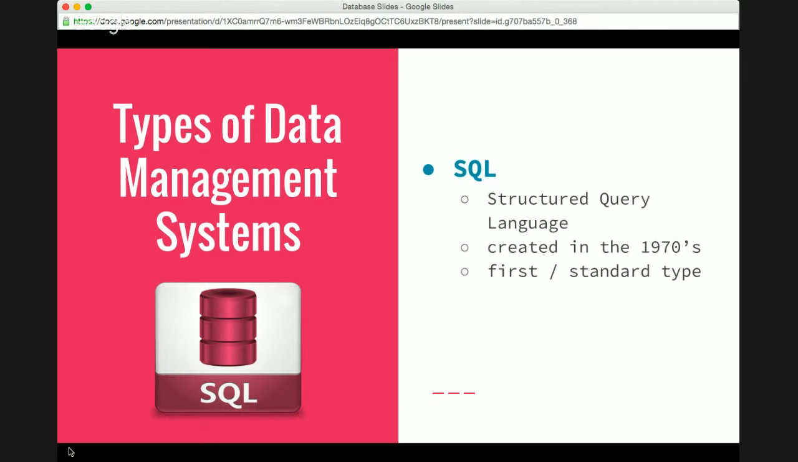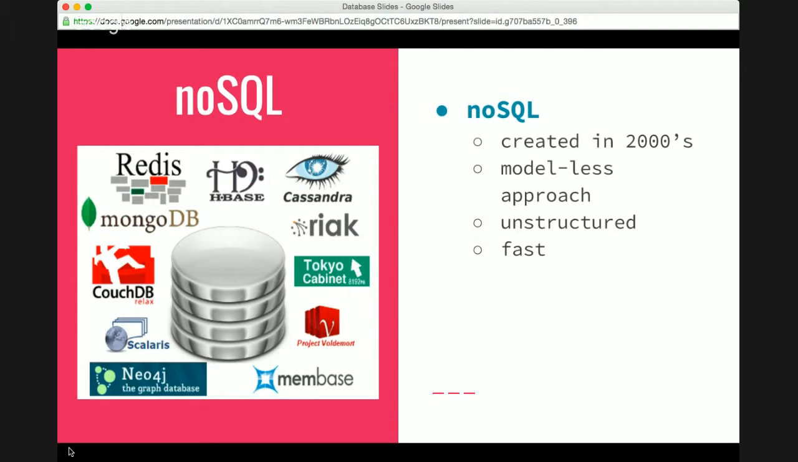First, we have SQL, and SQL stands for Structured Query Language. It was created in the 1970s, and it is the first and most standard type of database. Next, we have noSQL, and noSQL was introduced in the 2000s. noSQL is very fast and does not require any fixed table schemas. It uses a model-less approach, and it's unstructured. Some popular brands include Hazelcast, Apache, and Cassandra. These are all types of open software systems as well.